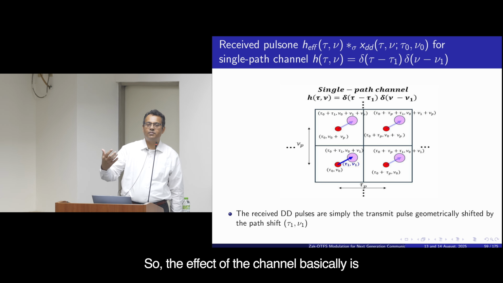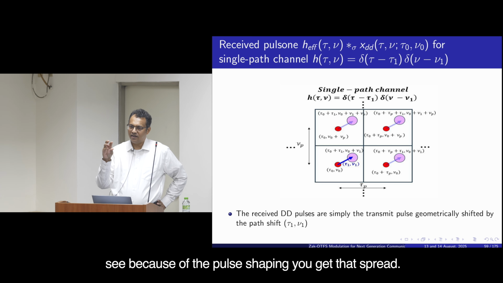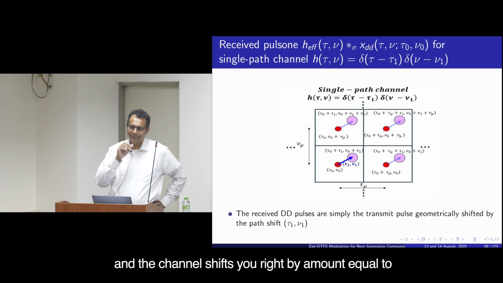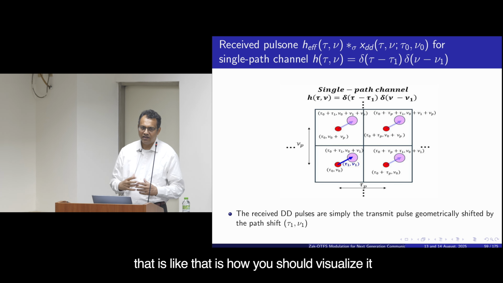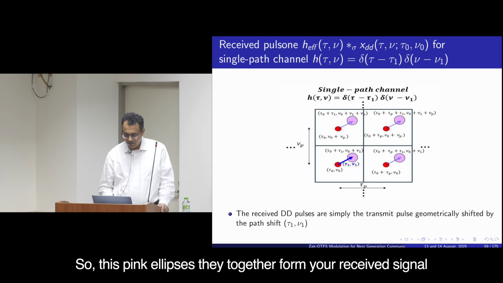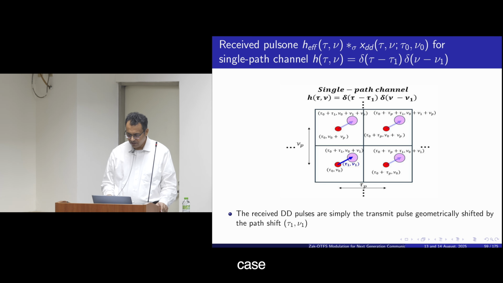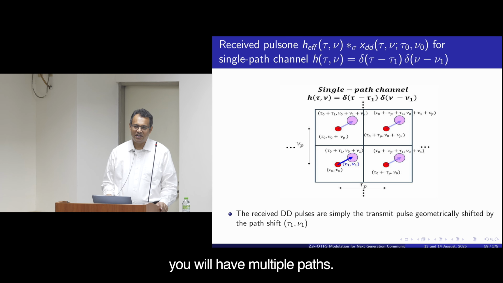So the effect of the channel is, see, because of the pulse shaping you get that spread. So you go from the red dot to the pink dot and the channel shifts you, right, by an amount equal to tau 1 along the delay and nu 1 along the Doppler. That's how you should visualize it in your mind. Okay. So these pink ellipses together form your received signal for the single path channel case. But in a real channel, you will not have a single path, right? You will have multiple paths.